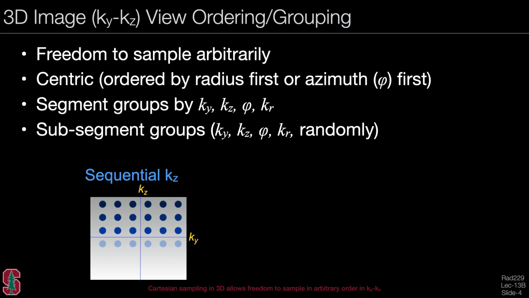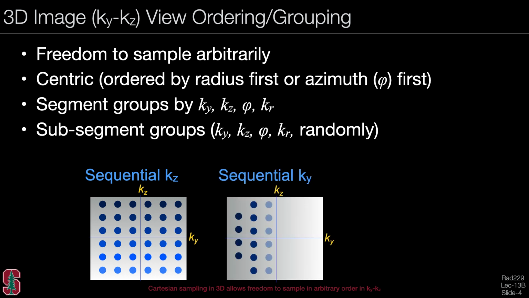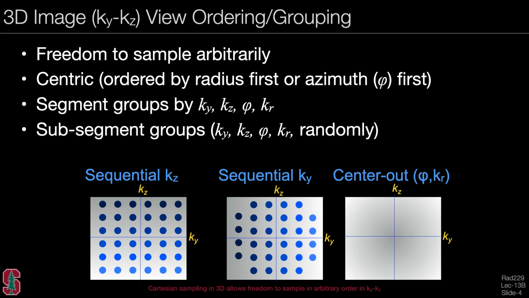This is a sequential KZ ordering. This is a sequential KY ordering. And this is a center out ordering.